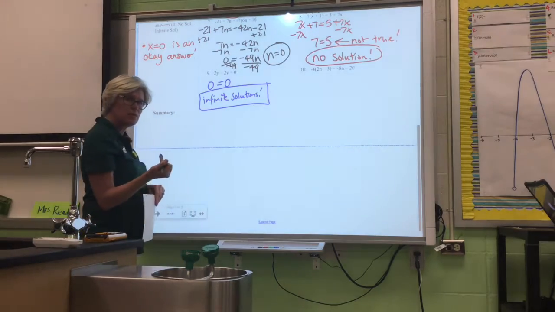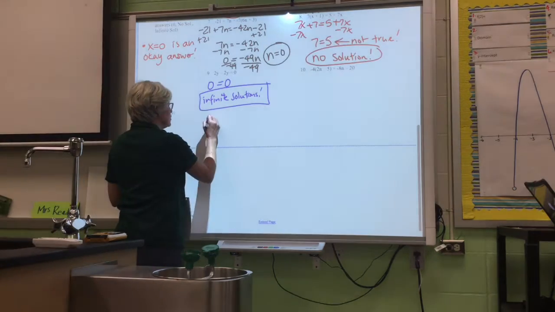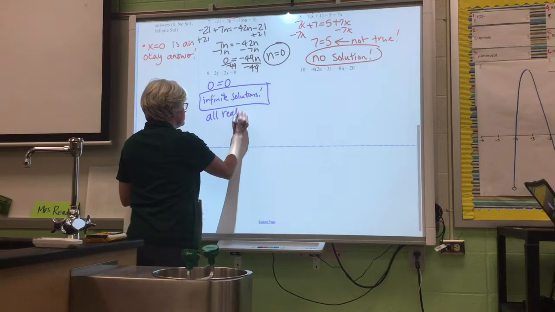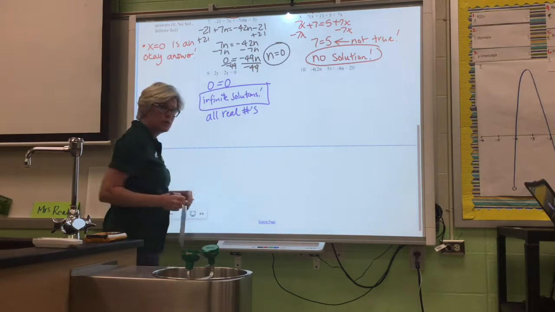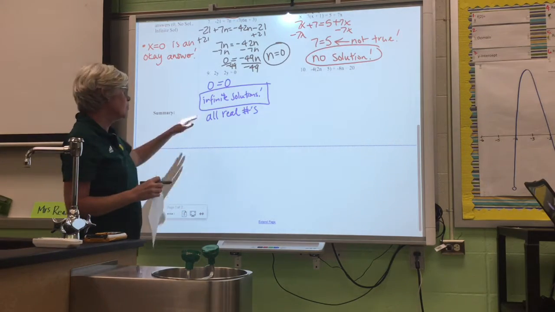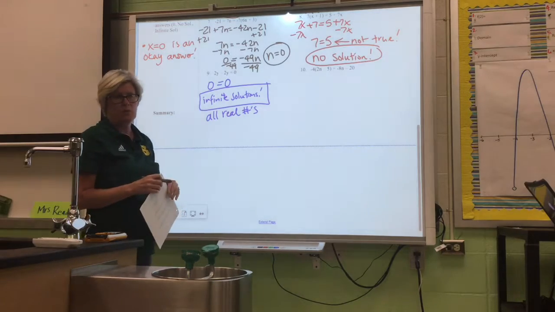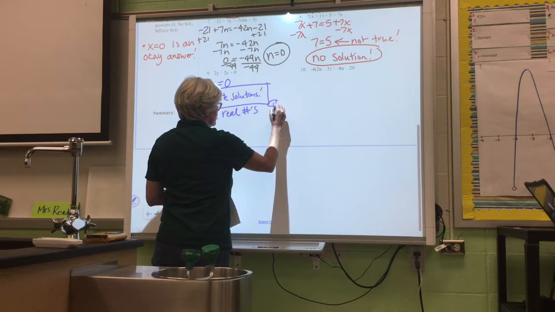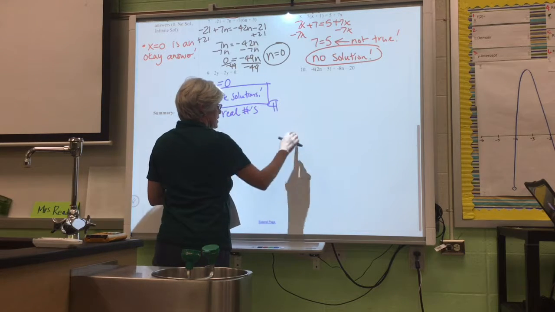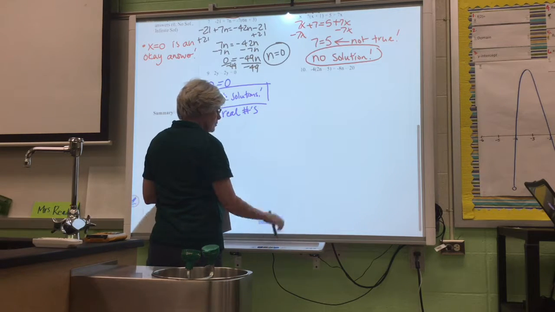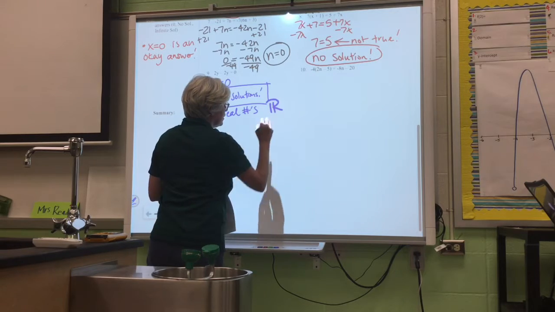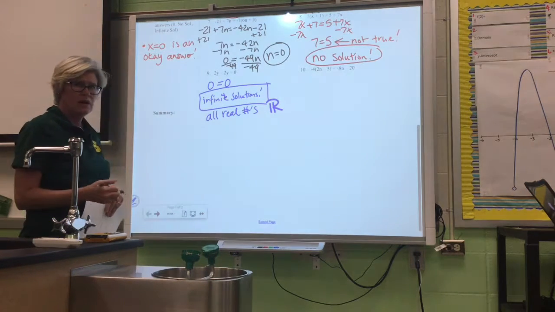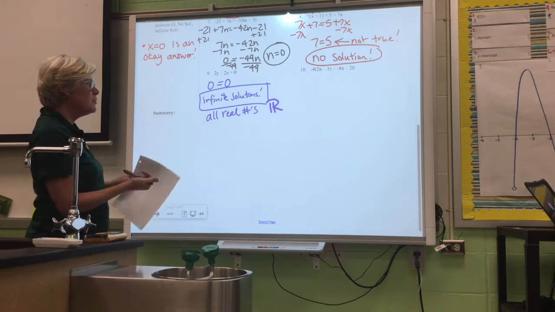Another way to say that, some people say all real numbers. That's another good way to say it. That might be a better way than saying infinite solutions, is all real numbers. And there's actually an abbreviation for all real numbers. It is kind of like the paragraph symbol, but it's with an R, and it's facing forward. So anyway, that means all real numbers.